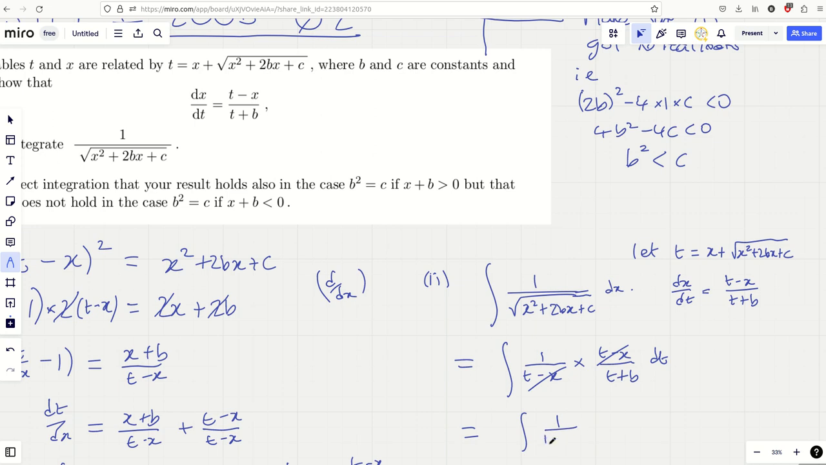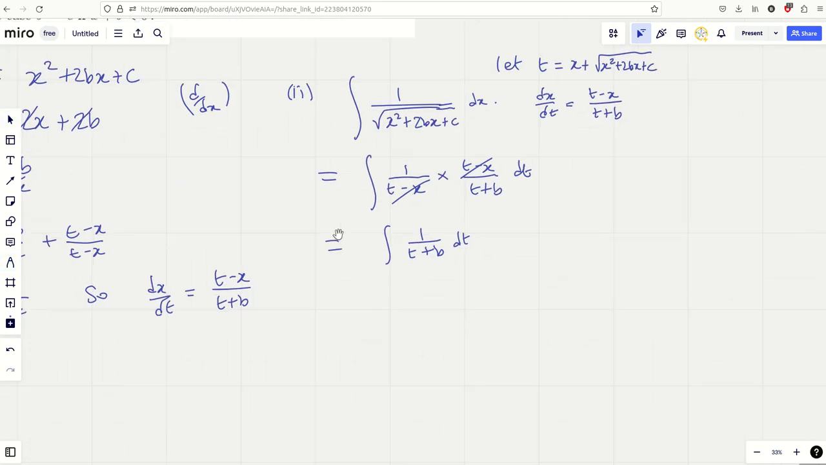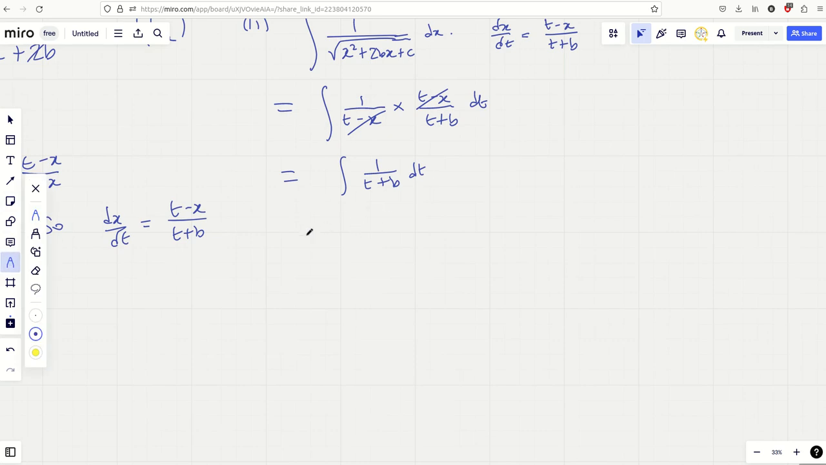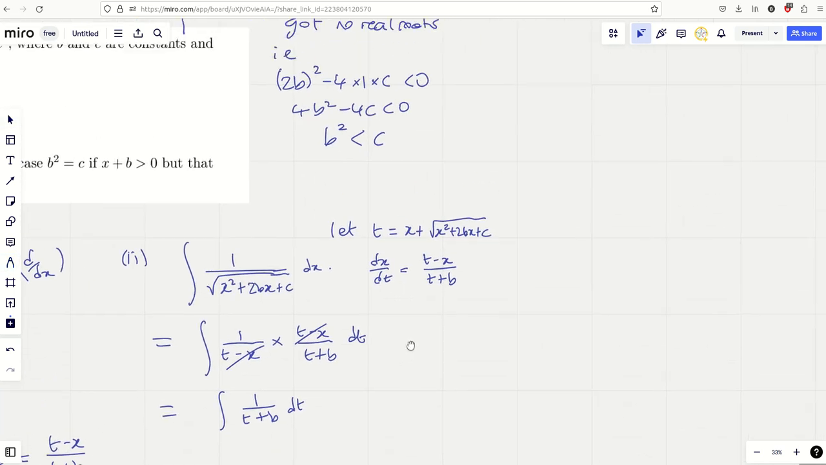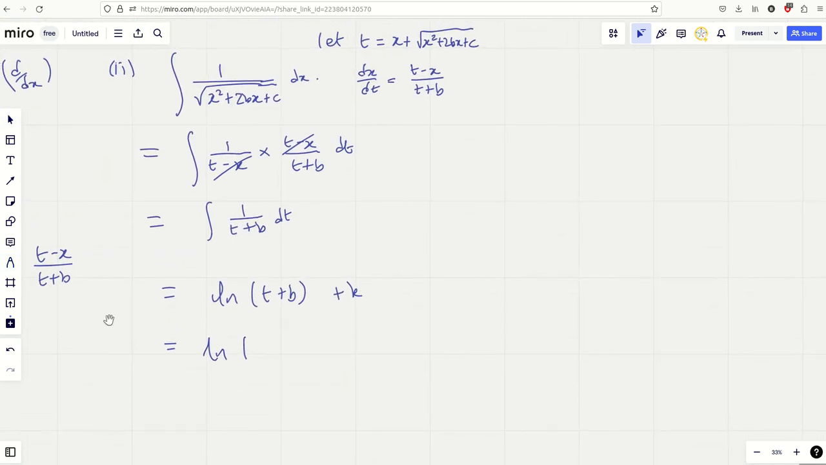Okay, 1 over t plus b with respect to t. And so that's just a ln problem, isn't it? If t is a variable here because b is a constant. So you get ln of t plus b plus a constant k. Don't forget to switch it back out for x's because we were asked to integrate a function of x. What's t again? I think t was something to do with x plus that square root thing.